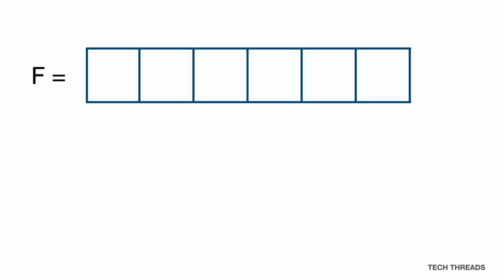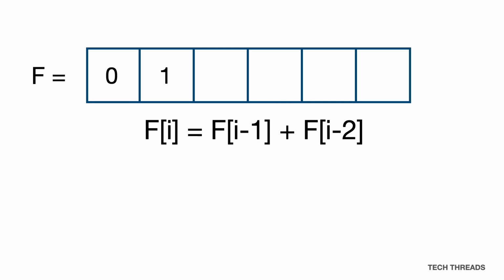Moving on to the bottom-up approach, and as it says in the name, we start at the bottom with the base cases. We initialize an array, which we'll call f, and then initialize the value at index 0 to be 0 and the value at index 1 to be 1, representing the base cases. We'll then populate each cell of the array until we reach the value of n, so in our case 5, using the equation f i equals f i minus 1 plus f i minus 2.